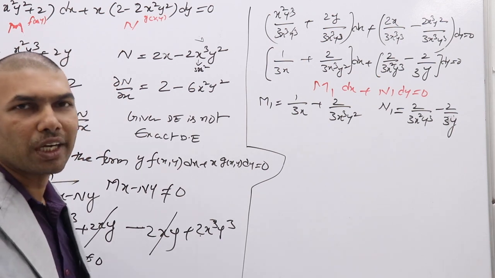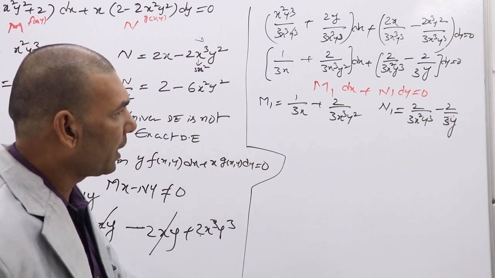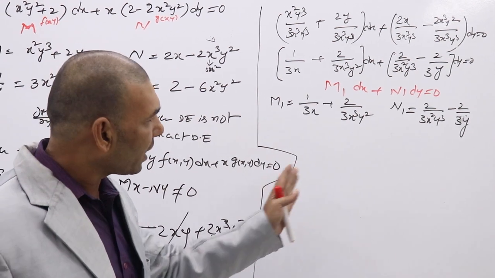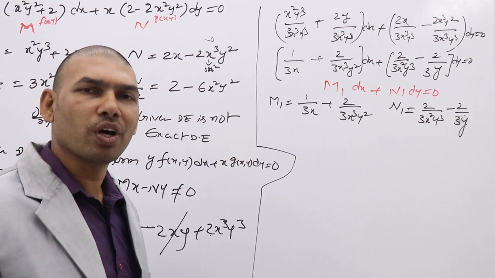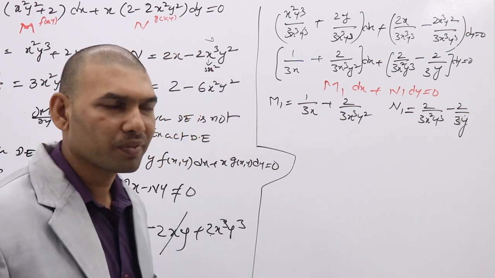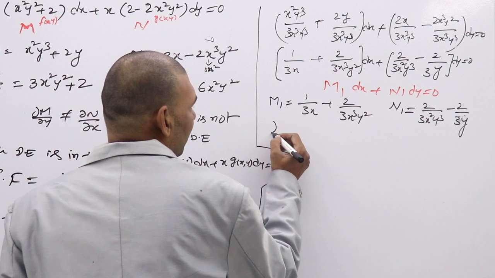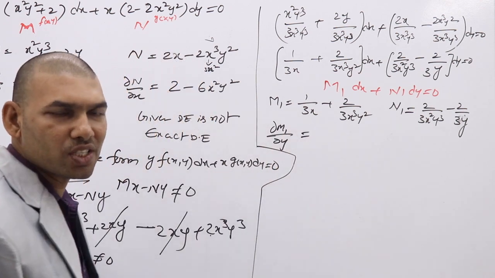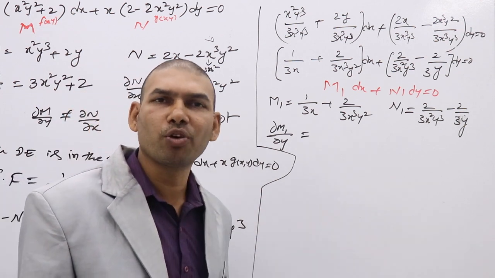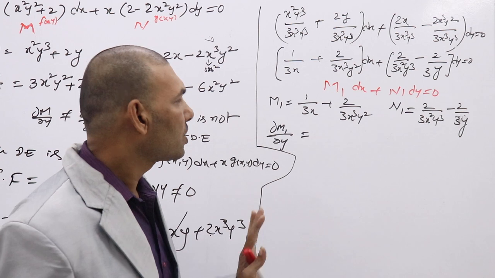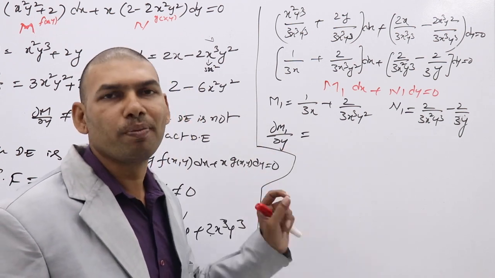If you want, you can check del M1 by del y and del N1 by del x. You will get them definitely equal. Otherwise, you can write directly del M1 by del y equal to del N1 by del x if you are confident enough in your integrating factor. No need to check, no problem, if you are confident. But I am proving that they should be equal.